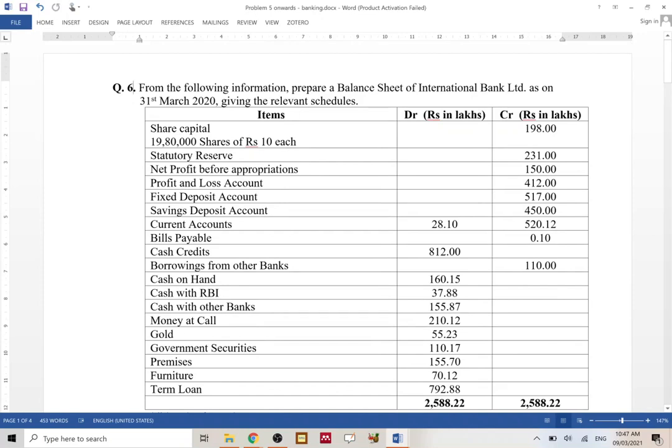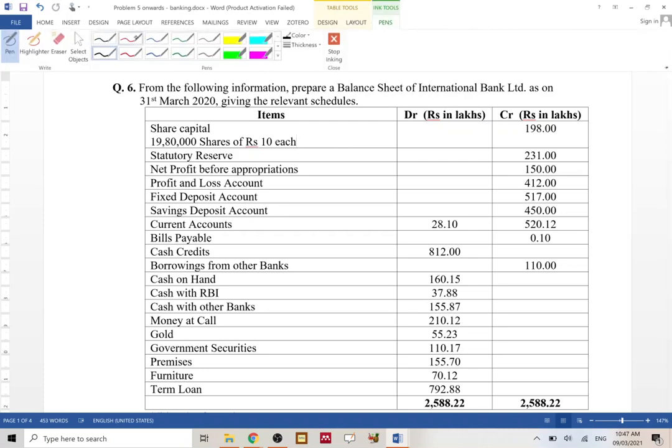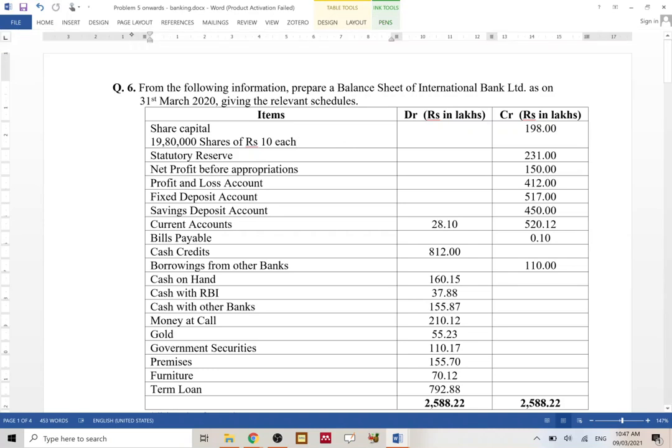So the first one, share capital. I'll go a little faster on this one since we have already discussed the previous problems a lot by now. I think you all know which schedule each one of these go to. Only where I see a very different type of item, then we can have a discussion on it. Okay. So share capital, we know, goes to schedule 1 under liabilities, under capital and liabilities. Then you have statutory reserve, which goes to schedule 2, reserves and surpluses.